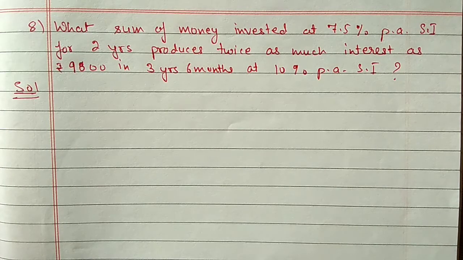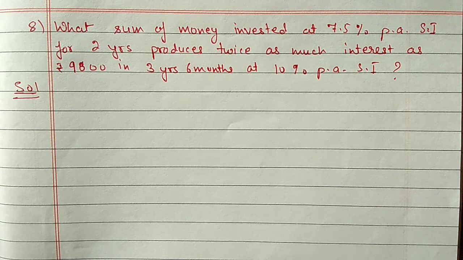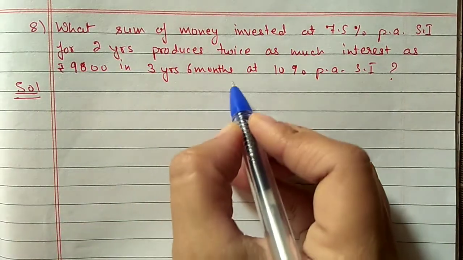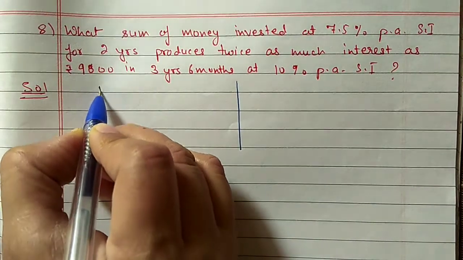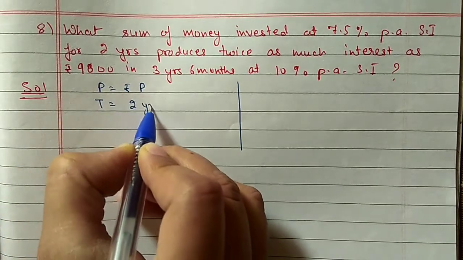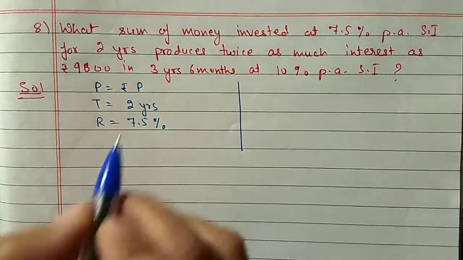Next, question number 8. What sum of money invested at 7.5% per annum simple interest for 2 years produced twice as much interest as 9,600 in 3 years 6 months at 10% per annum simple interest? So here first sum of money means first principal we have to find out, and two conditions they have given here. According to the first one, if we take principal money as rupees P, time is given 2 years and rate of interest is given 7.5%. This P we have to find out.